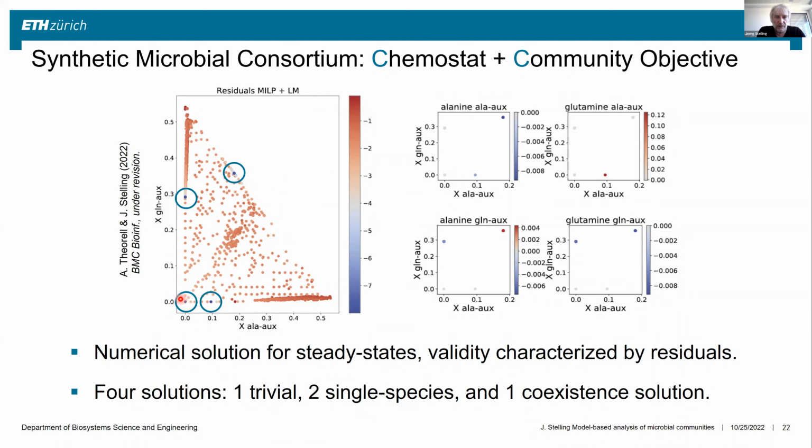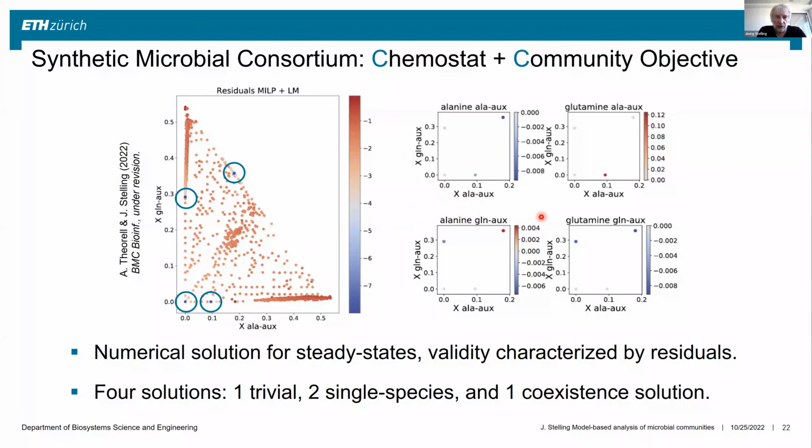One is the trivial one, 0, 0, no biomass. We get 2 solutions where we have single species, on the one hand this alanine auxotroph, on the other hand this glutamine auxotroph, and then one coexistence solution. And you also see that they have different external environments, that's explicitly contained in this optimization problem. For instance, not only the biomass is different, we also have different concentrations of alanine or of glutamine. So that was essentially what you would expect.